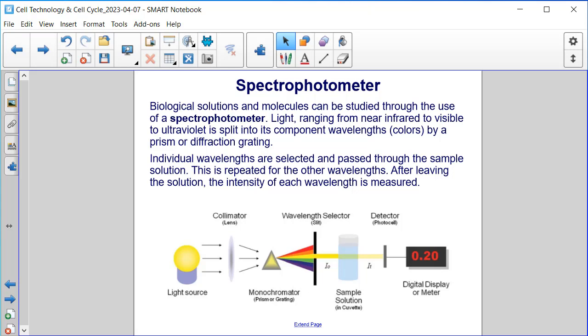Biological solutions and molecules can be studied through the use of a spectrophotometer. Light, ranging from near infrared to visible to ultraviolet, is split into its component wavelengths or colors by a prism or diffraction grating. Individual wavelengths are selected and passed through the sample solution. This is repeated for the other wavelengths. After leaving the solution, the intensity of each wavelength is measured.